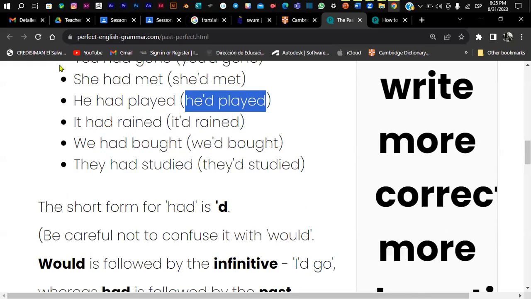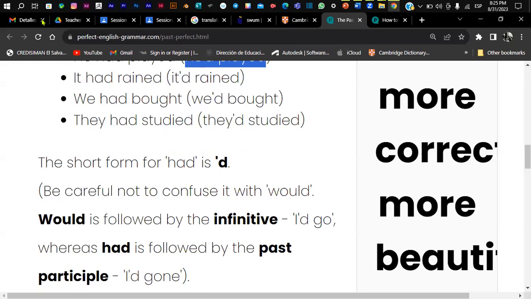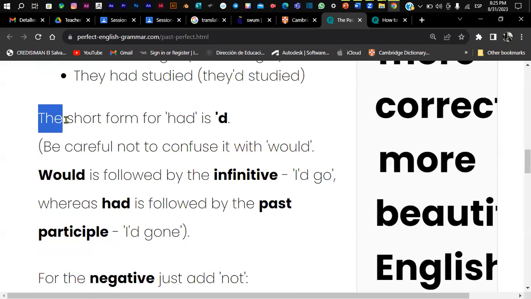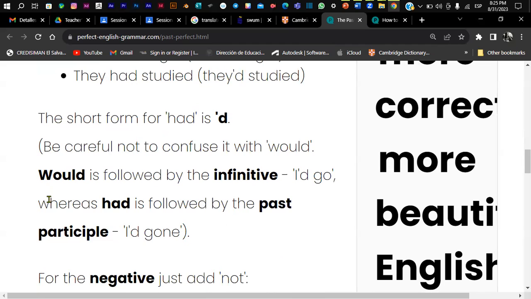Okay. Help me, please. Catherine. Hello, Catherine. Okay, continue from this part, please. Okay, the short form for had is 'd. Be careful not to confuse it with would. Would is followed by the infinitive.